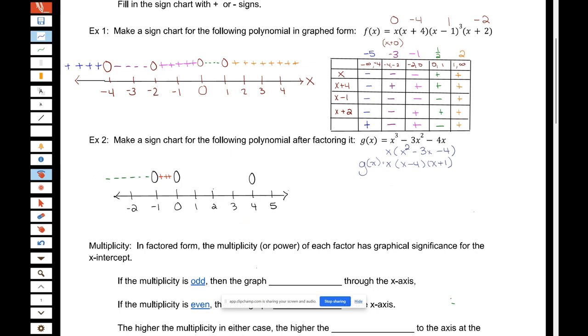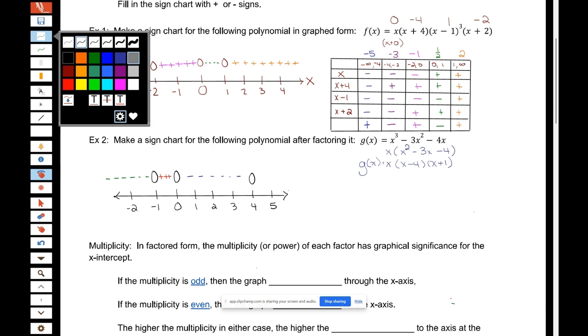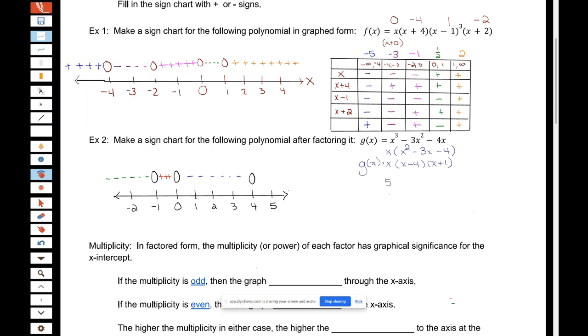All right, so I'll put in 1. Okay, to check this area, I'll put in 1 because it's in there. You can put any number in there. So if I put in an x of 1, that's positive. 1 minus 4 is negative. 1 plus 1 is positive. So it's going to be negative overall. Okay. And last but not least, I'll put in 5. All right, so 5 is positive. 5 minus 4 is positive. 5 plus 1 is positive, so it's going to be positive.